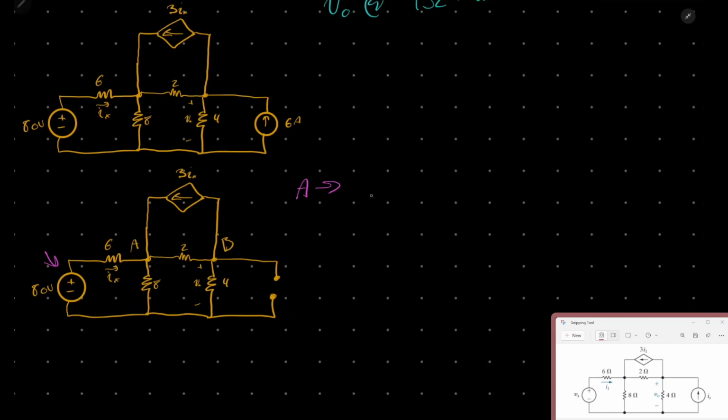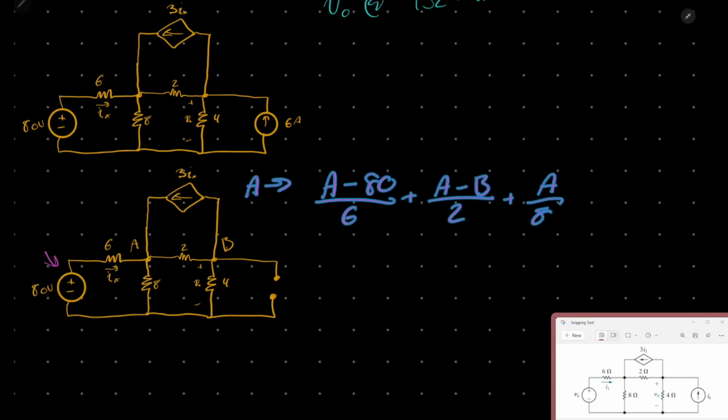So we'll start out with A minus 80 divided by the 6 ohm resistor right here, plus A minus B over this 2 right here, and then plus A divided by 8. And then for this dependent source, we're going to do equals 3ix.